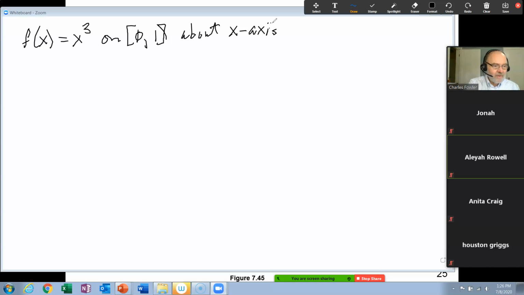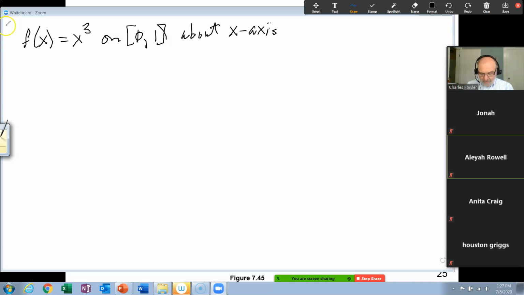I don't want to have to draw it, so I'm going to show it to you. Here's the figure. There's your y is equal to x cubed, and revolving that around the x-axis. So it's sort of a coolie hat, you might say, on the side. Okay. So what would be your approach here?